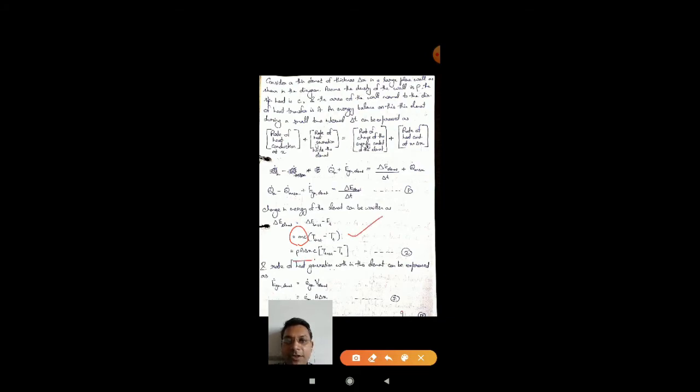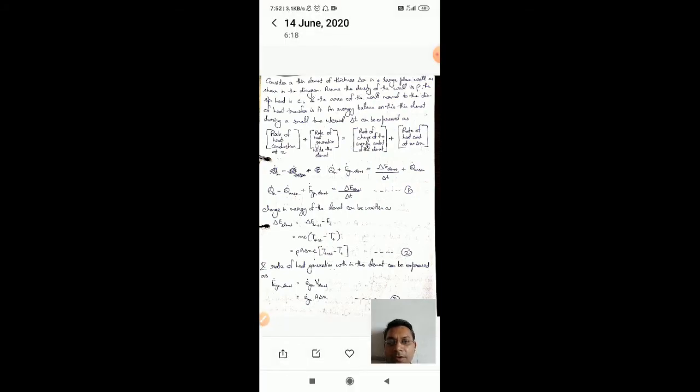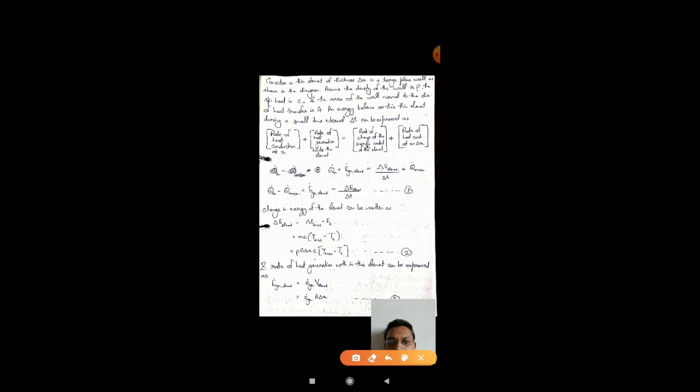Mass can be written as density into area into thickness, where delta x is the thickness of the element under consideration. So putting all these terms into delta E of the element. Moreover, the rate of heat generation within the element can be expressed as this.